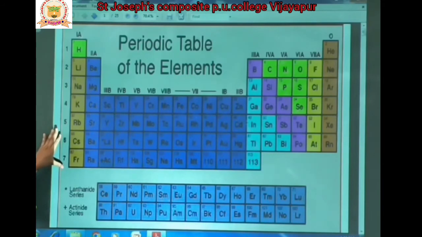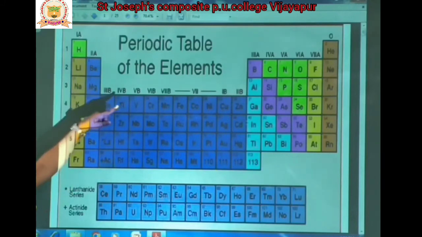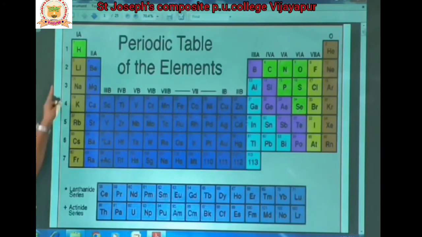See students, this periodic table consists of 7 periods. The first period consists of 2 elements, hydrogen and helium. Then the second period is lithium to neon. The third period consists of sodium to argon.